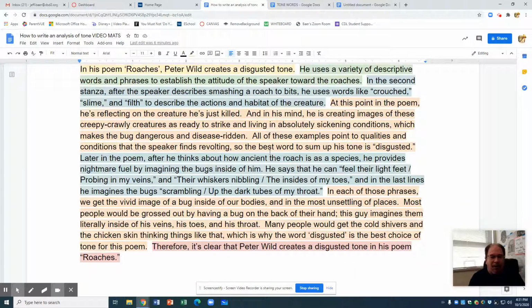So there's our complete paragraph. And again, that's a lot of words. But if you take it one step at a time, and as you get practiced at it, it'll be easier to fill in all the parts of this process. Again, your paragraphs will most likely not be as long as this.